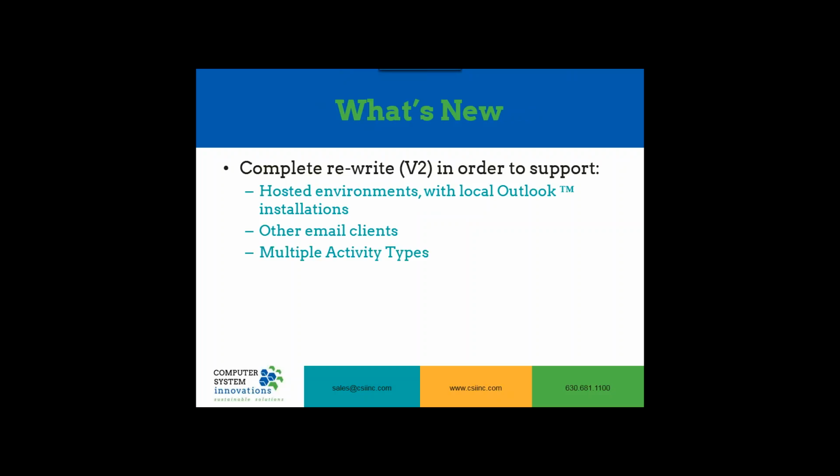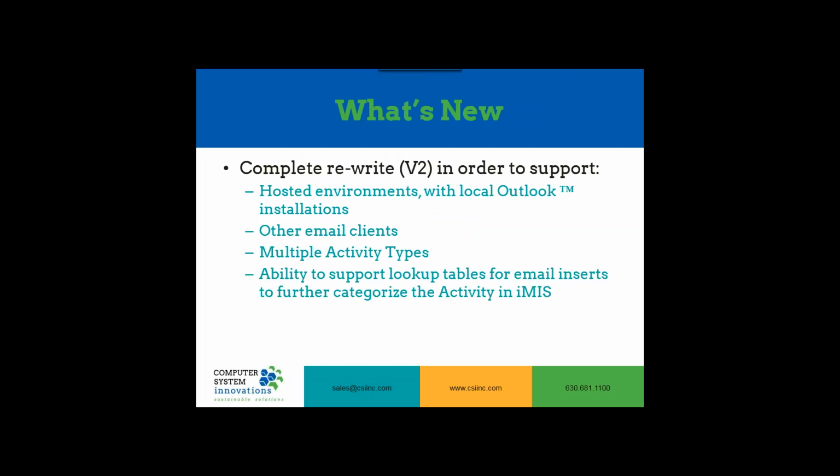And we said multiple activity types, like you saw, is huge. We want to put that in there as well. So we did multiple activity types. And we said people keep wanting to categorize emails, so we added lookup tables so that you can now do lookup tables. And you saw that where I selected the department.